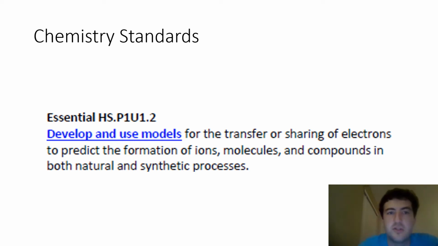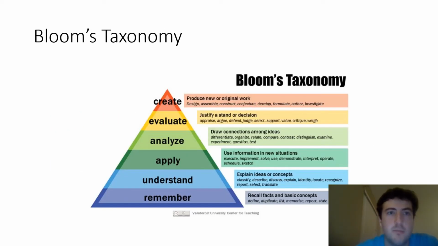Let's start with the understanding level. The first content piece that comes up here is the transfer or sharing of electrons. Before they can develop and use models, students first have to understand what these concepts represent. So if we take a look at Bloom's taxonomy, we should pick an action verb from the understand column. We might pick explain.